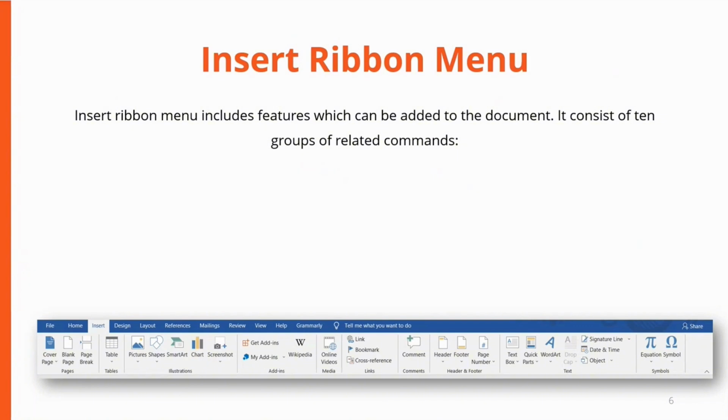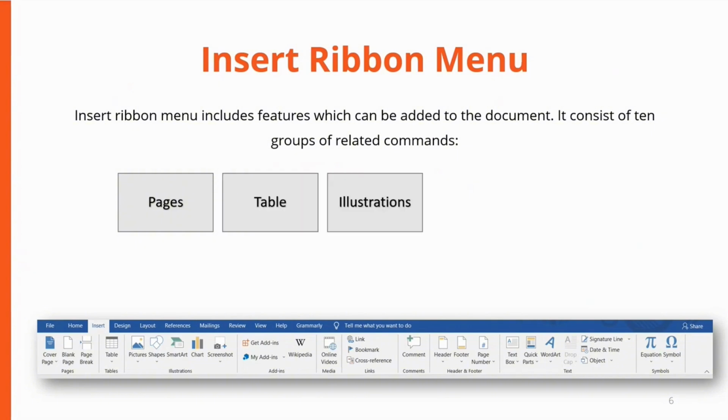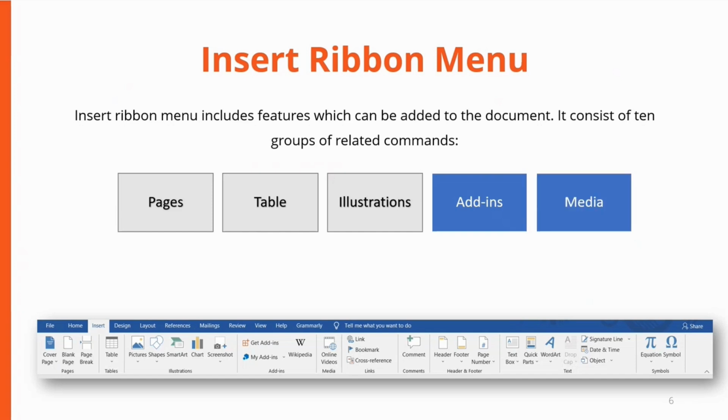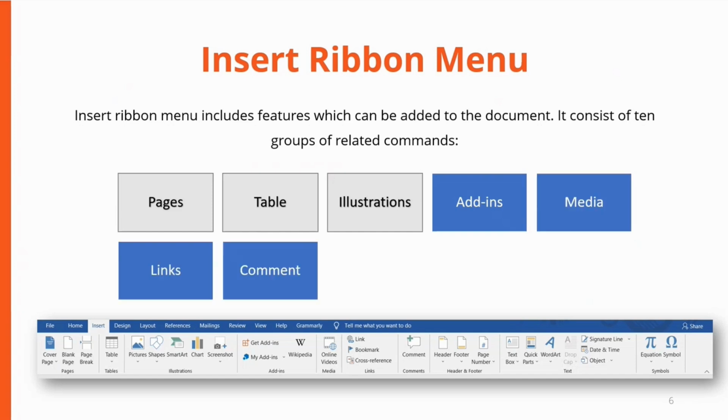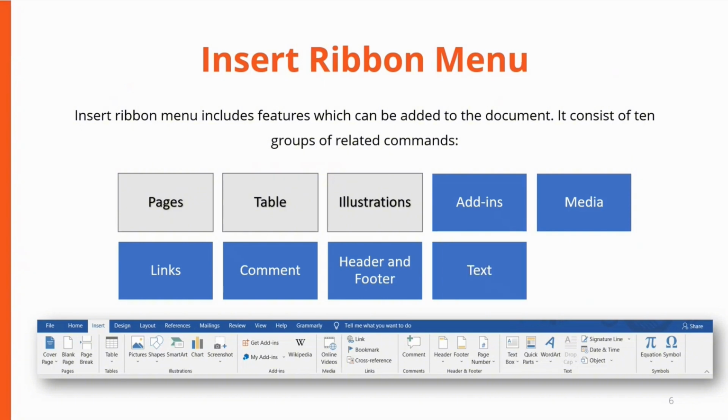What is insert ribbon menu? Insert ribbon menu includes features which can be added to the document and it consists of 10 groups of related commands. Let's see what are they. First are the pages, table, illustrations, add-ins, media, links, comment, header and footer, text, and symbols.